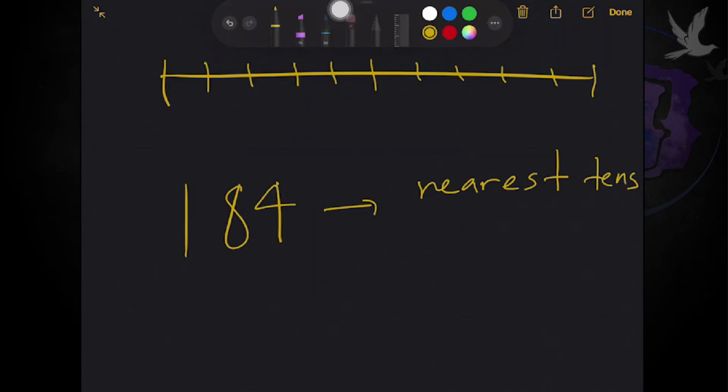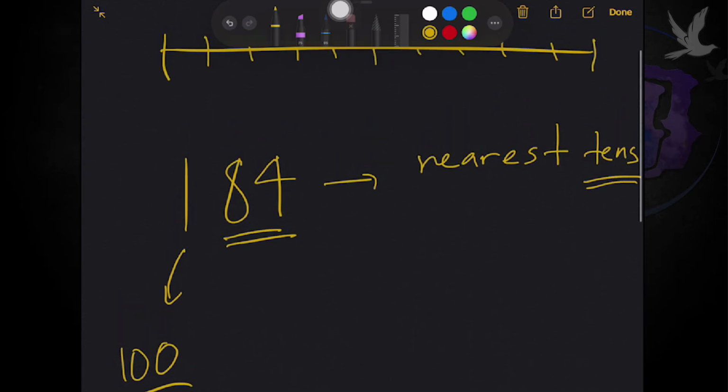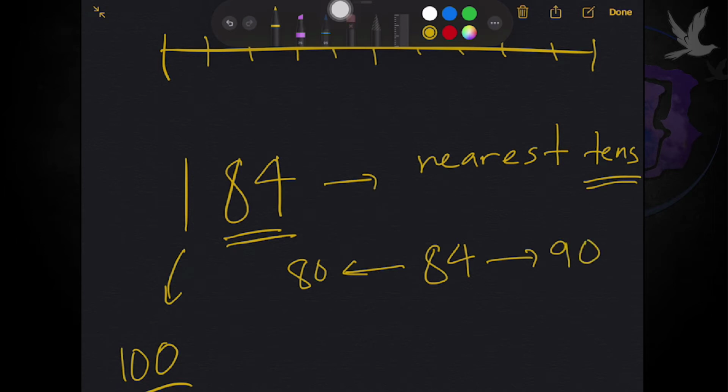Okay, we have another example over here. We have 184 and we are asked to round it off to the nearest tens. Okay, since it says tens, please take note of that, tens. So we should only consider 84. Okay, we are going to put 100 aside first. And let us make use of 84. So 84 will either be 80 or 90.